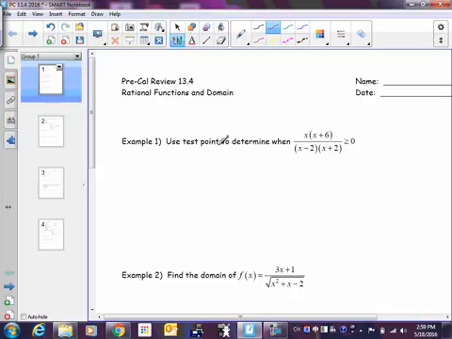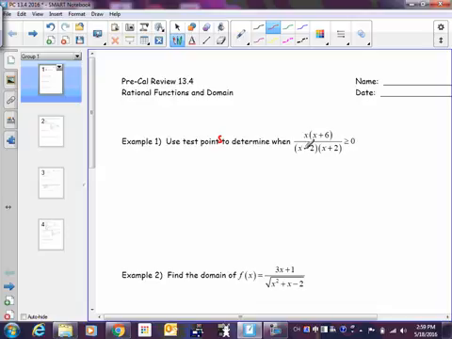Use test point, and that probably should say a test point or test points, to determine when this thing is greater than or equal to 0. Now here's the beautiful part about this. It's already factored for you, the top and the bottom. Sometimes you might have to do that on your own, but let's just go with this.